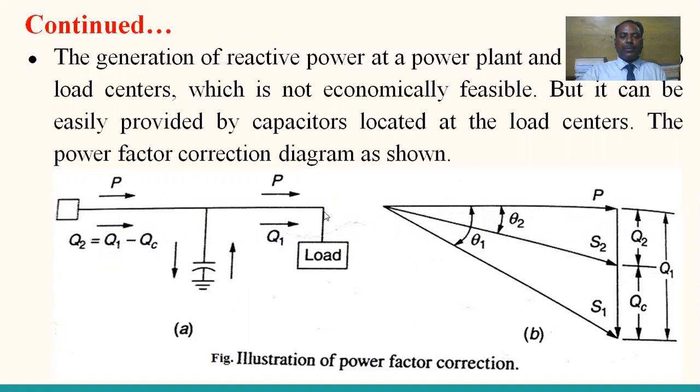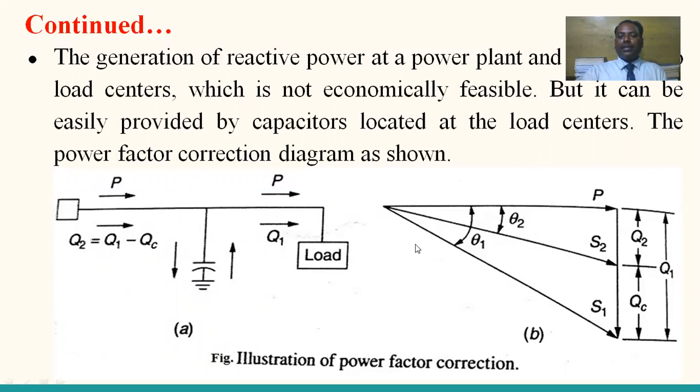Initially, the existing system is supplying a variable load whose real power is P and reactive power is Q1. So for correction of the power factor, we are connecting a capacitor at the load end so that it injects reactive power into the circuit. The injected reactive power is Qc. Therefore, the net reactive power is Q1 minus Qc. You observe in this diagram, P is the original real power and S1 is the original apparent power. This is the original system with Q1 reactive power.